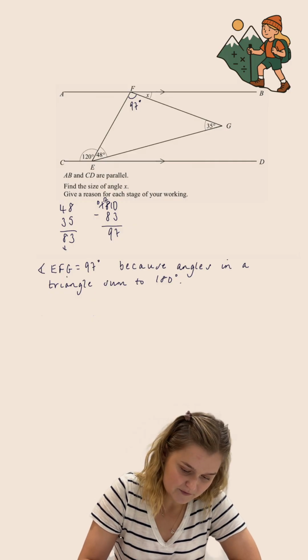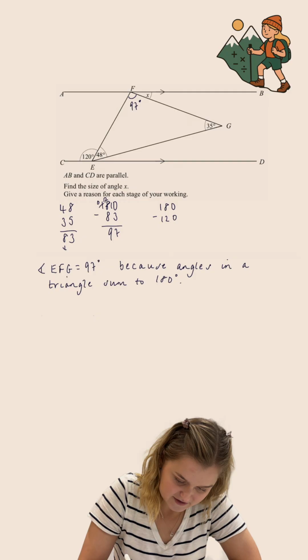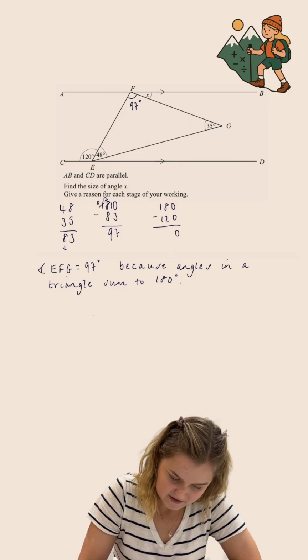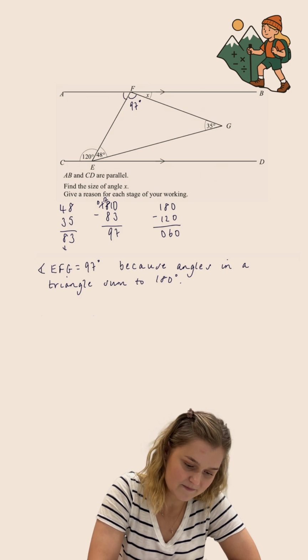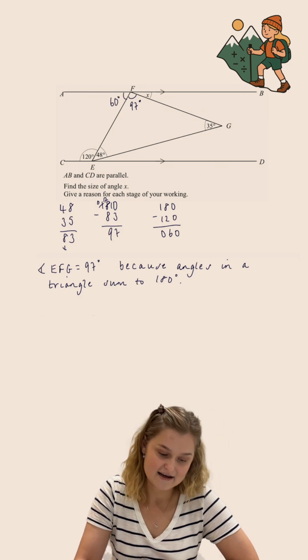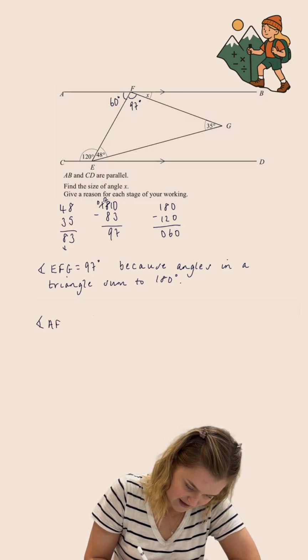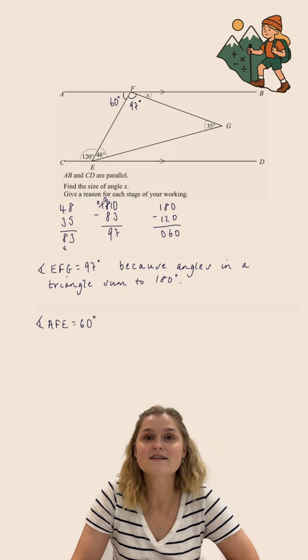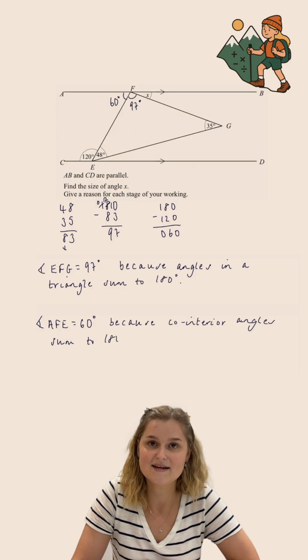So what I'm going to do is 180 subtract 120. That is going to give me 60 degrees. So this angle here is 60 degrees, and I'm going to write out my reason. So angle AFE equals 60 degrees, and my reason is because co-interior angles sum to 180.